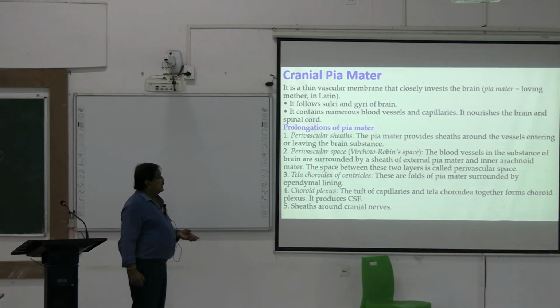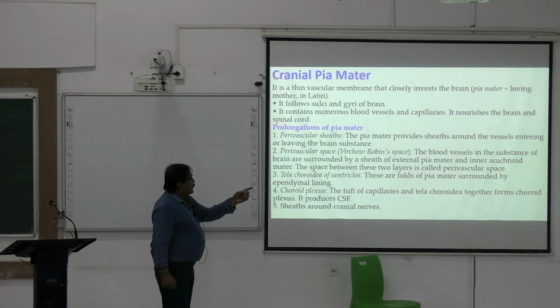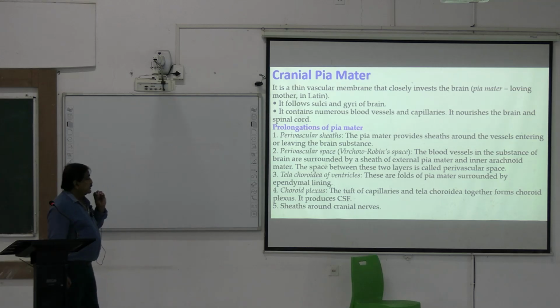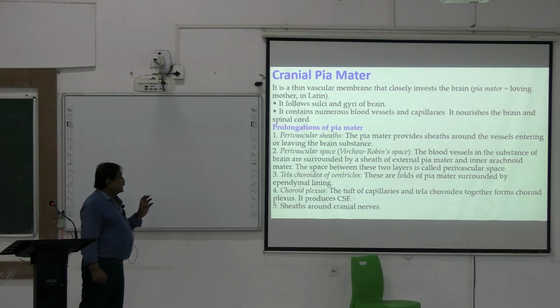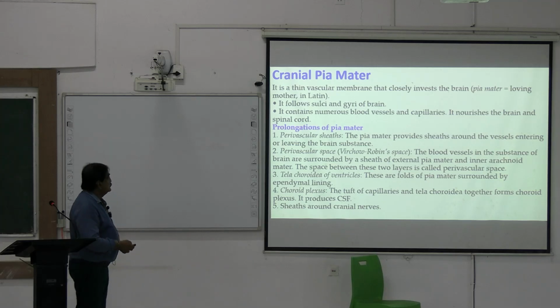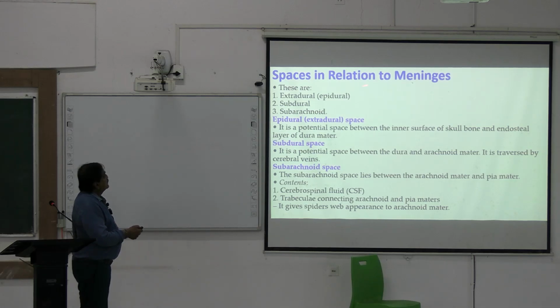The tuft of capillaries and tela choroidea together form the choroid plexus. It produces CSF. Then the sheaths around the cranial nerves. Now, spaces in relation to meninges.